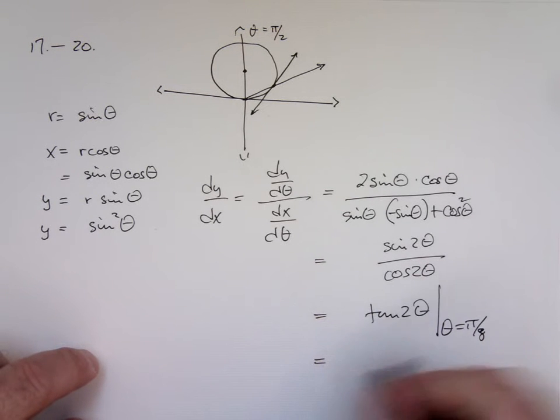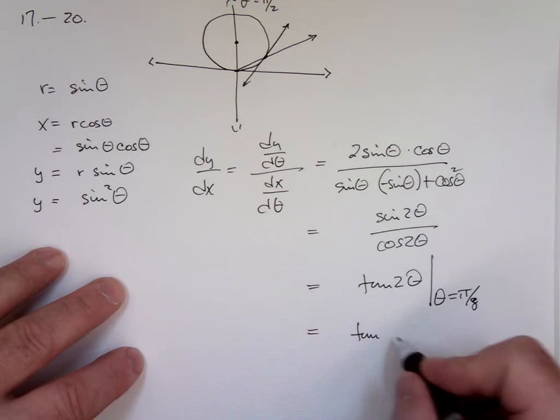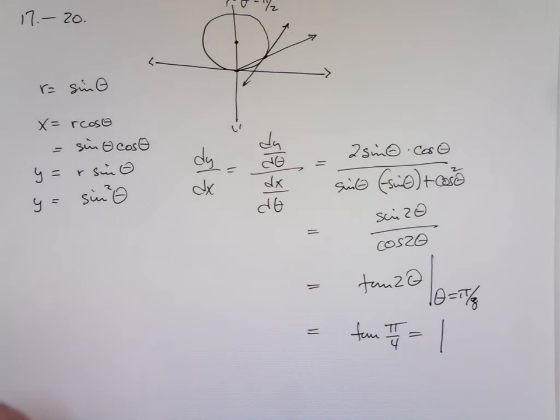Substitute in pi over 8, we get the tangent of 2 times pi over 8, tangent of pi over 4, which is exactly 1. Okay? Exactly. So that's what it is. Okay? Oh, and one more.